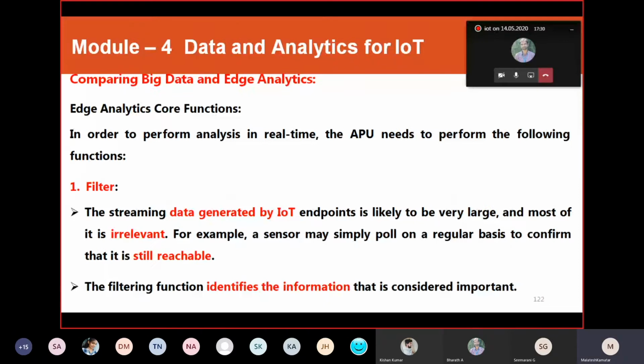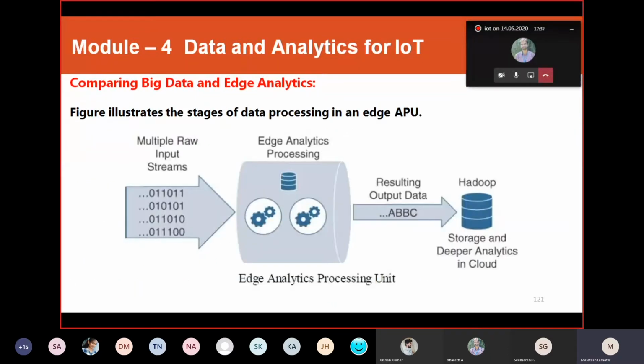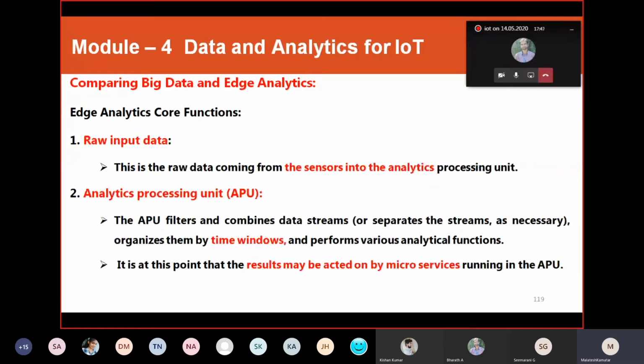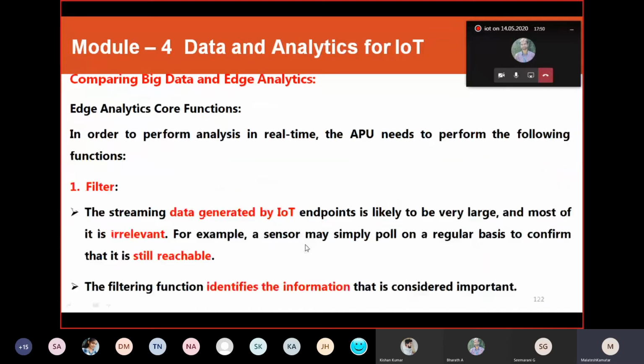Now we'll see that in order to perform analysis in real time, the APU needs some functions. APU itself performs some functions. The first one is filter. As I told you already, it filters, combines, analyzes, etc. Now we will see them one by one. The first functionality of the APU is filtering.